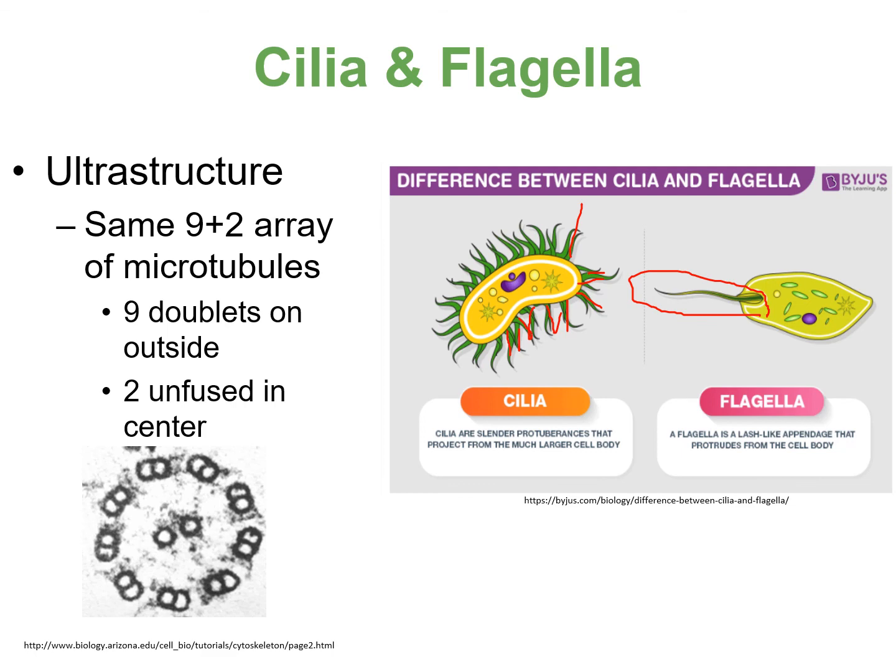But despite the differences in length and number between flagella and cilia, they do share this common structural arrangement of microtubules. They have the same ultrastructure. And the ultrastructure that they share is known as the 9+2 array of microtubules. So there are 9 doublets on the outside, and this is an electron microscopy picture of a sperm cell. So 1, 2, 3, 4, 5, 6, 7, 8, 9 doublets on the outside and 2 unfused in the center. So this is the 9+2 array of microtubules that are found in both cilia and flagella.